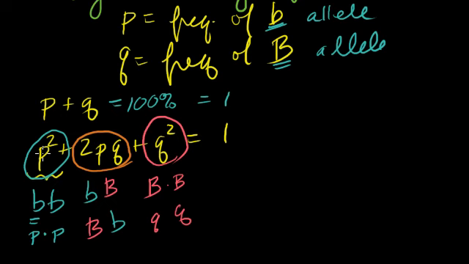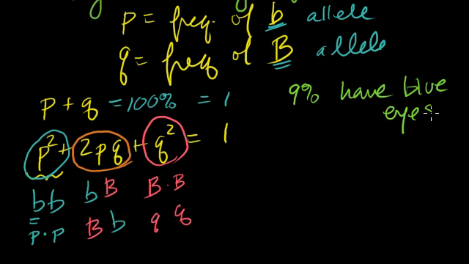So let's see, I've been kind of abstract so far. Let's see if we can apply this to a real world problem. And obviously I'm making some simplifying assumptions. Let's say that we go into a population of 1 million people, reasonably large, and we observe that 9% have blue eyes. This is their phenotype. This is the frequency of the genotype lowercase b lowercase b.